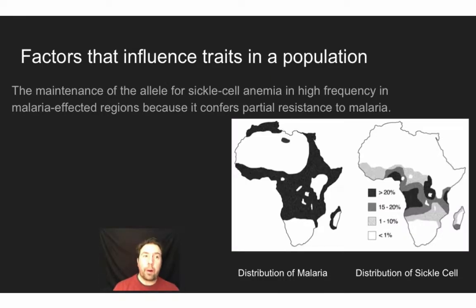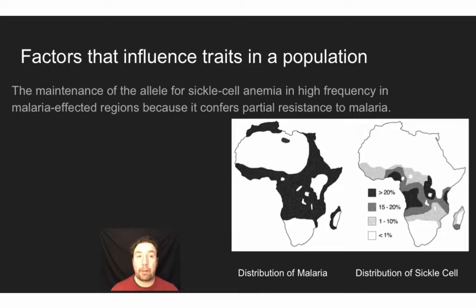All right, so back to our malaria sickle cell disease example. Now what we're going to do is talk about the maintenance of alleles for sickle cell anemia and its high frequency related to malaria in certain regions because of that resistance. So I just want to come back to this idea that in addition to our underlying genes and our lifestyle or the environments that we impose, there are outside factors that do play a role.